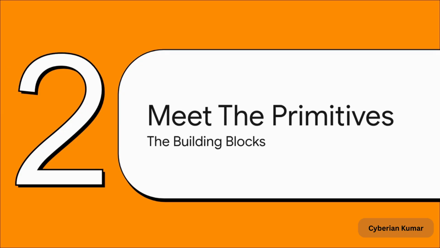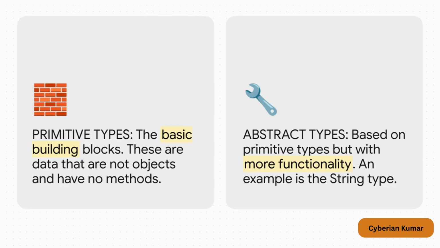Okay, so let's pop open the programmer's digital toolbox. Inside, we're going to find the most basic, most essential tools. These are called primitive data types, and they are the absolute building blocks that pretty much everything else is made of.